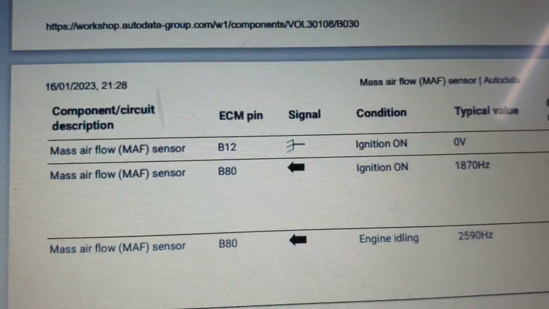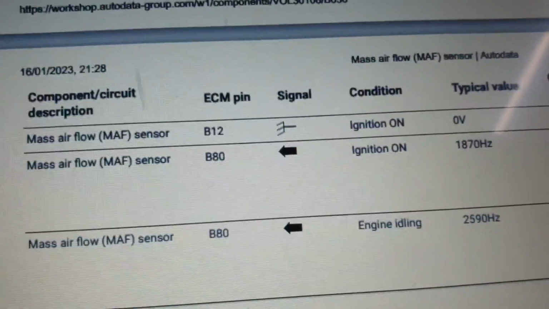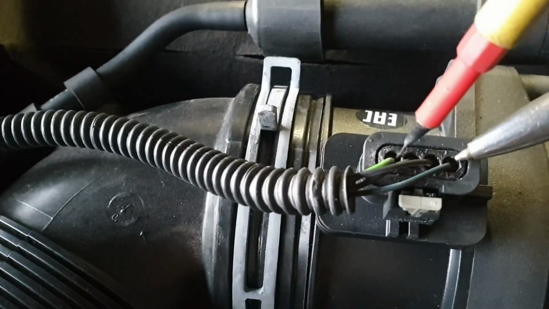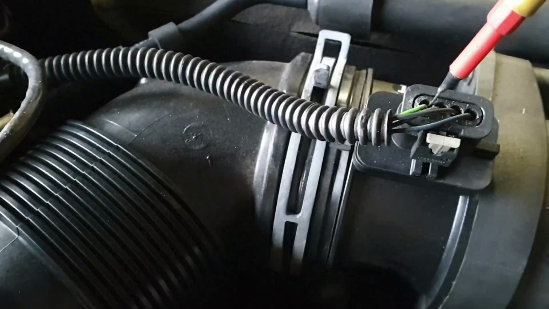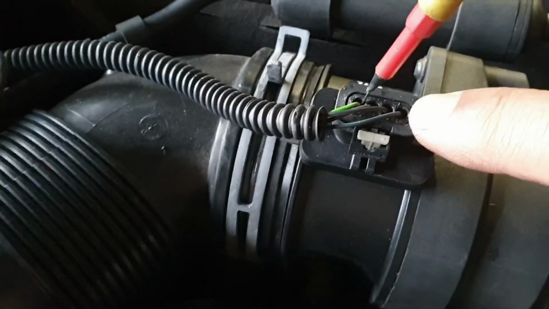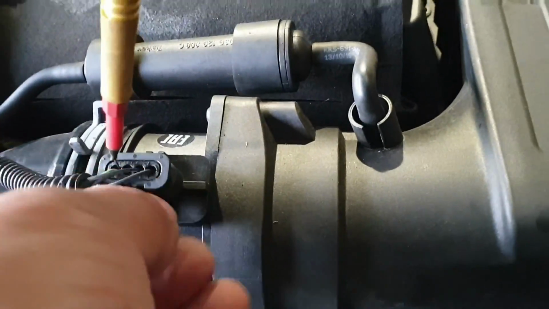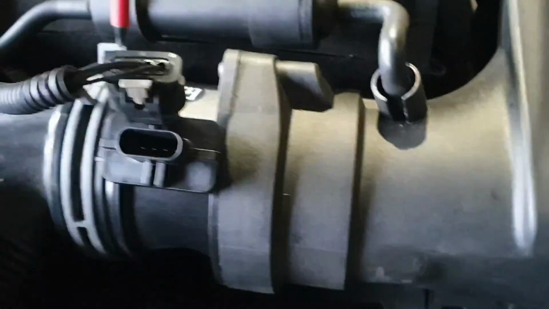We are going to check that at the sensor itself, or in other words, we are going to put this theory into practice. Okay, at the sensor, this is pin number 1, this is pin number 2, this is pin number 3, and the last one, the green wire, is pin number 4. Pin number 1 is the supply wire, the power supply to the sensor. So we are going to disconnect the sensor first. Okay, now I'm going to turn the ignition on.